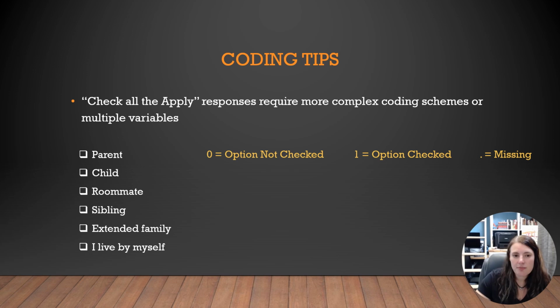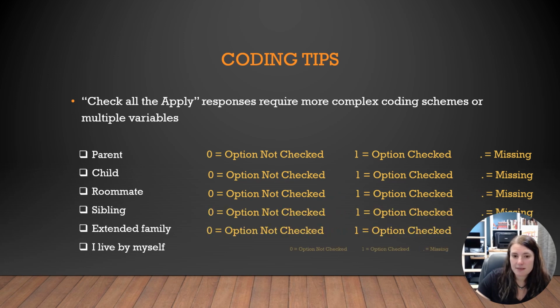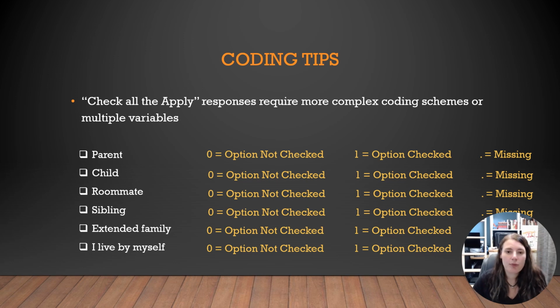I also include a missing category using the period, just like I've been doing previously. Then I go on to assign the same coding system to the remaining 6 options. So this one question actually requires 6 separate coding schemes and 6 separate codes in order to fully analyze it. One thing that is important to recognize is that even though these coding schemes are separate, the missing option is treated like a group level variable.